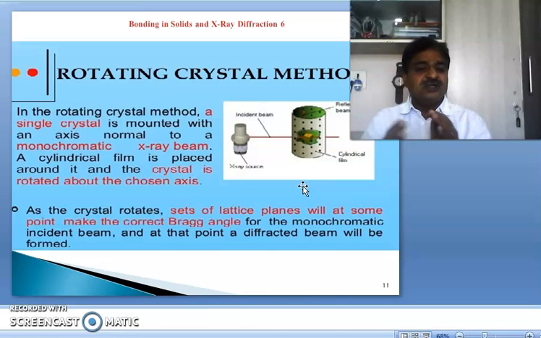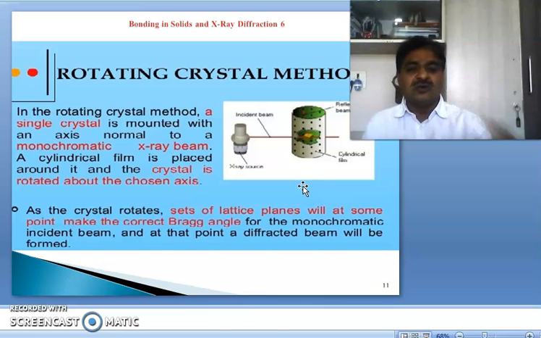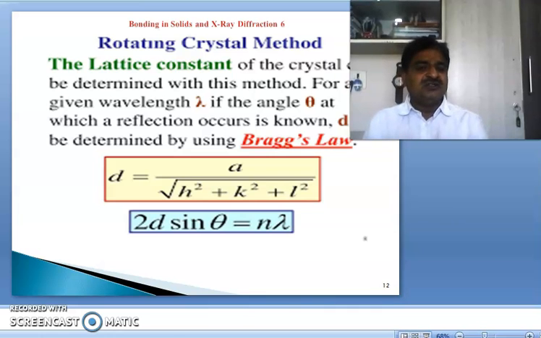And at that point, a diffracted ray or diffracted beam will be formed. And because of the diffracted beam, we will get its image on the photographic film. And using this relation, that is d is equal to a upon root of this formula, we can obtain this d also. The lattice constant of the crystal can be determined.